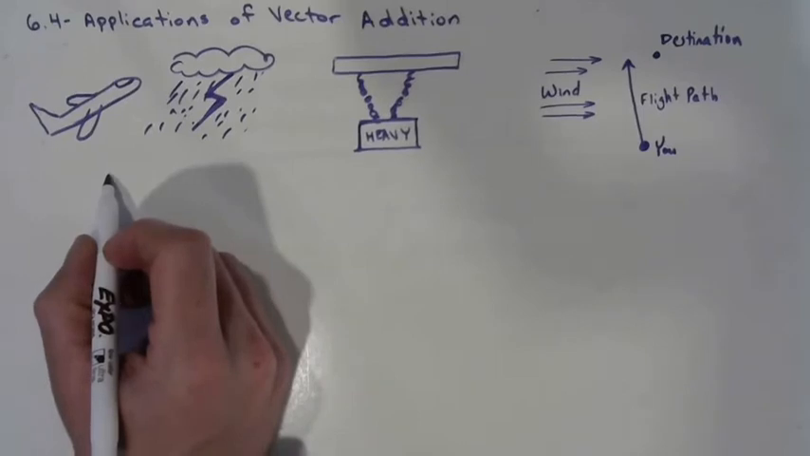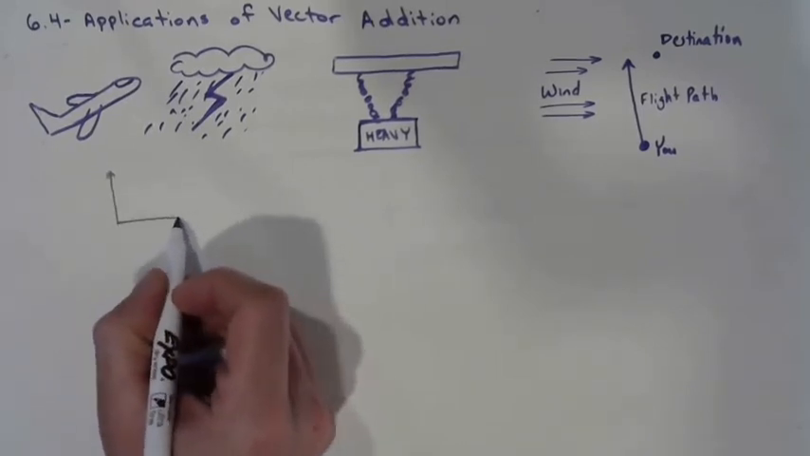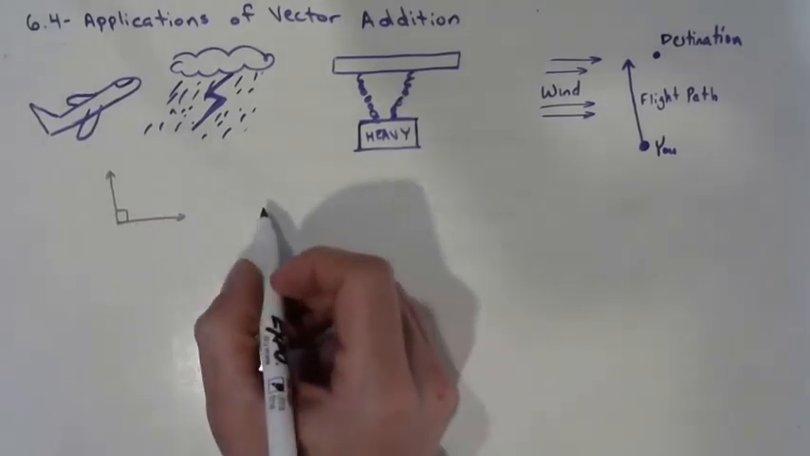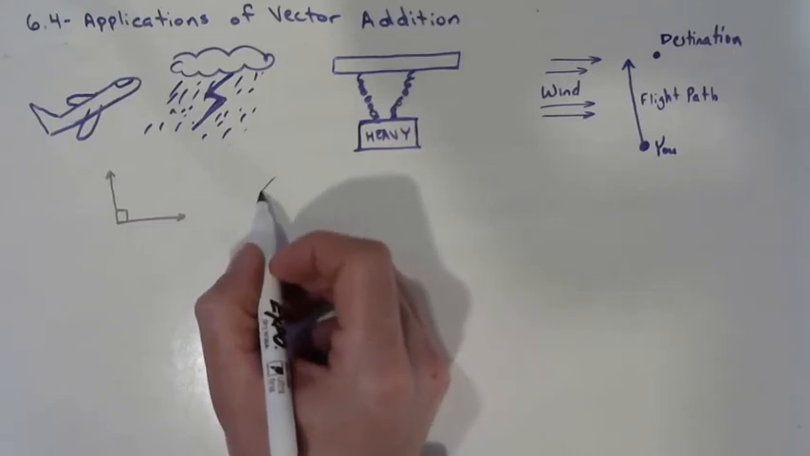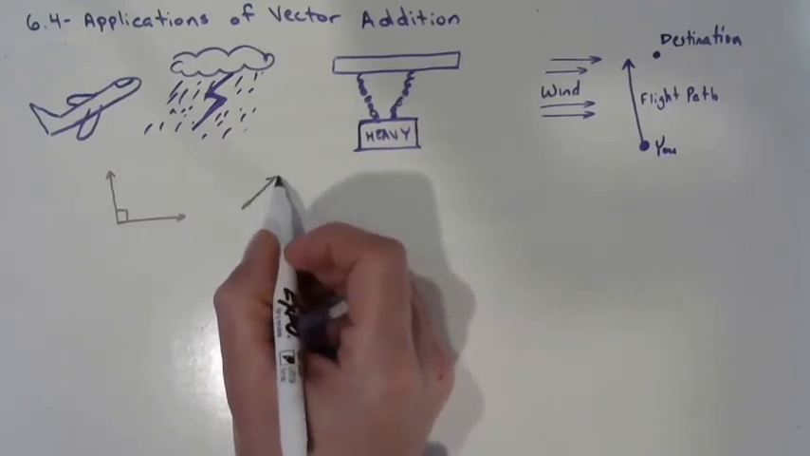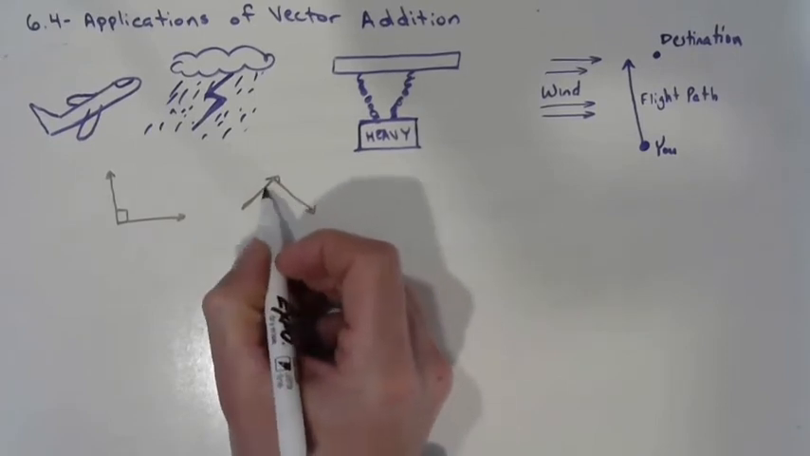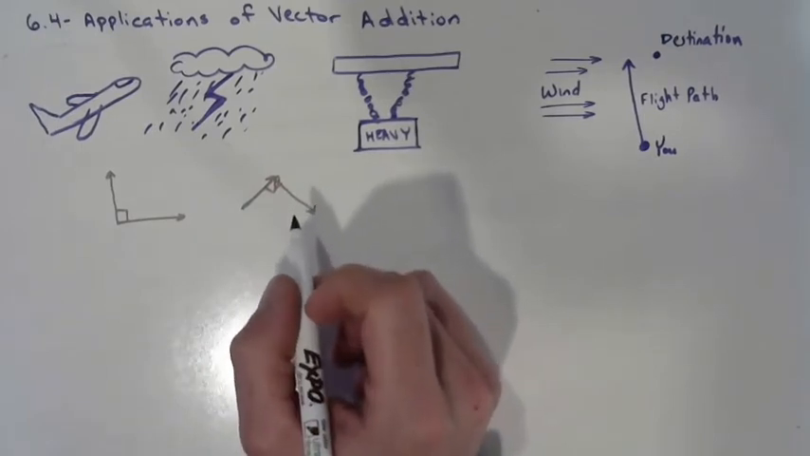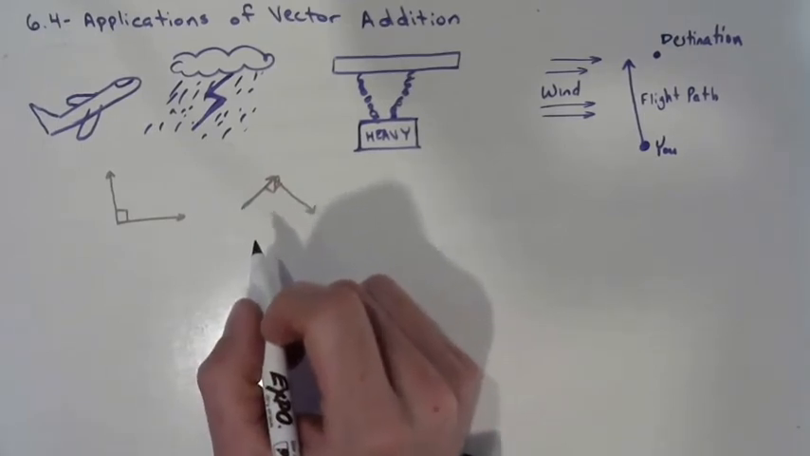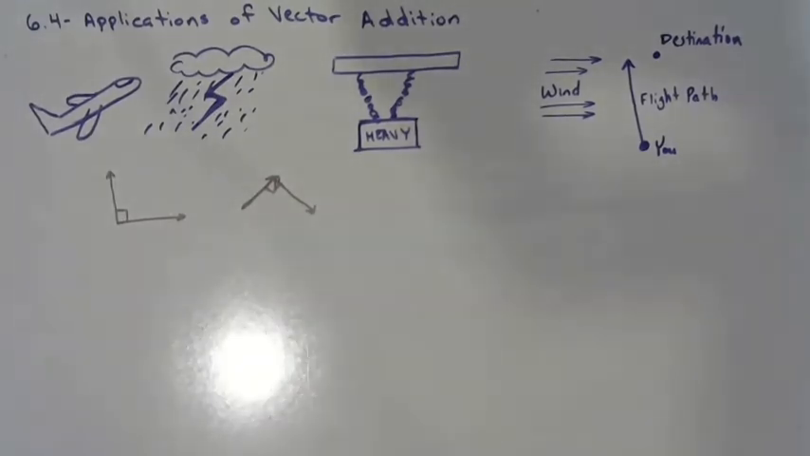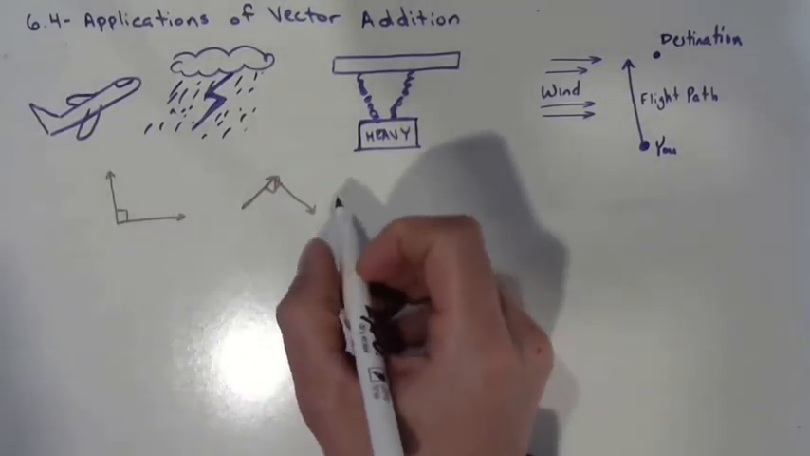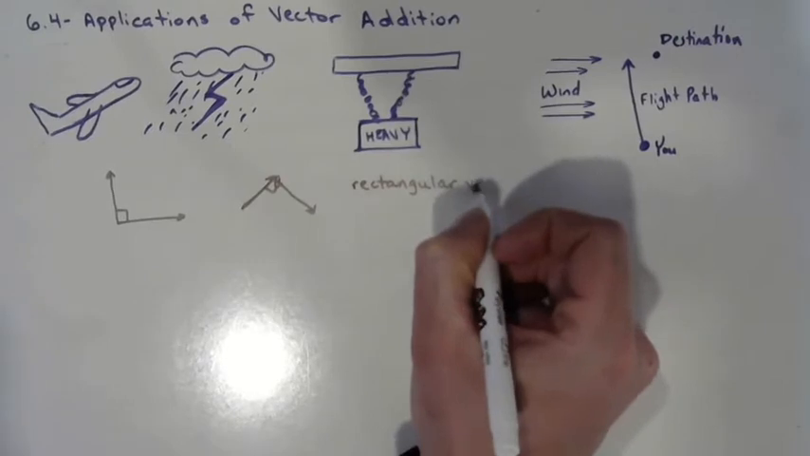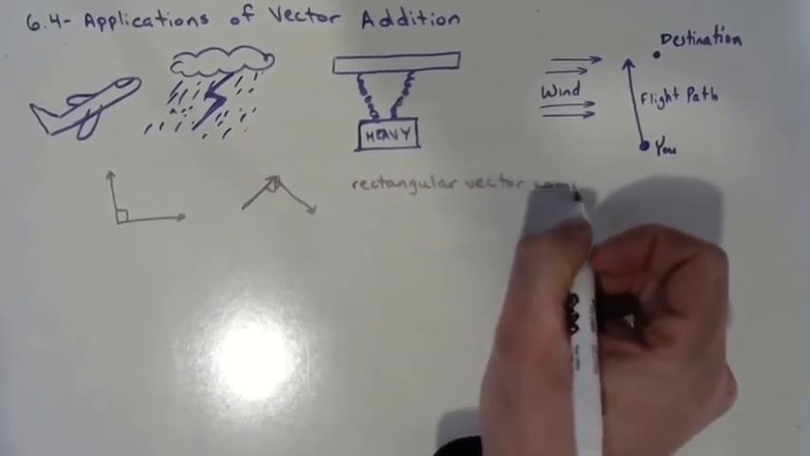We start off with situations where the vectors meet at a right angle. These guys are tail to tail, but this situation could also be tail to head. Anytime vectors meet at a right angle and they're perpendicular to each other, we're going to add them together to create a new vector. This is called rectangular vector components.